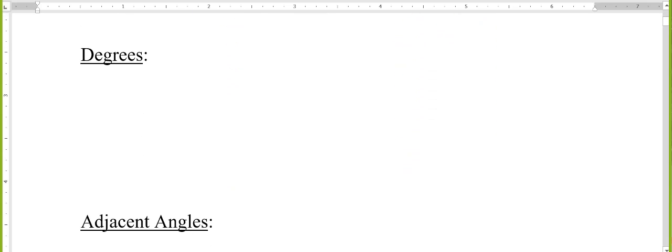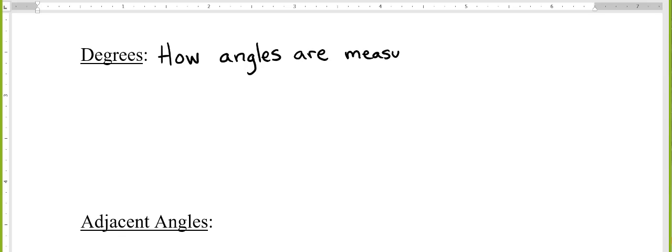What is a degree? A degree is how angles are measured. We use degrees to measure how big or small angles are. And have you ever seen a protractor?